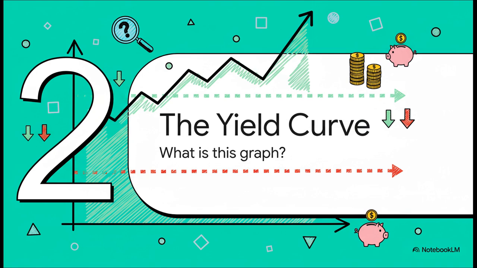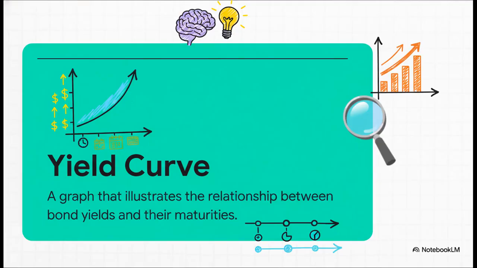So, what is this mysterious graph? Well, it's called the yield curve. And I know that might sound a little intimidating or complex, but don't worry, we're about to break it down and make it super simple. Okay, so at its core, the yield curve is just a graph. That's all it is. And it's showing the relationship between just two things. First, you've got bond yields, which is really just a fancy way of saying interest rates. And second, you've got their maturities, which is just how long the loan is for. That's literally it. It's just a picture of interest rates over different periods of time.